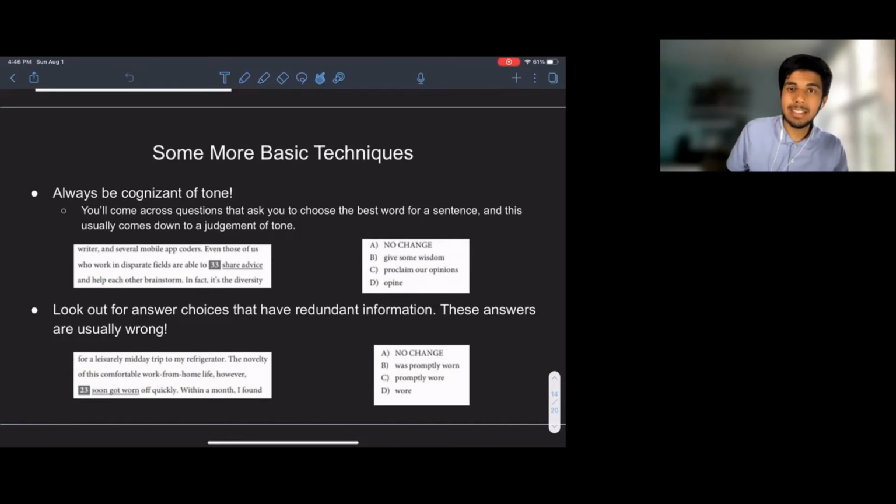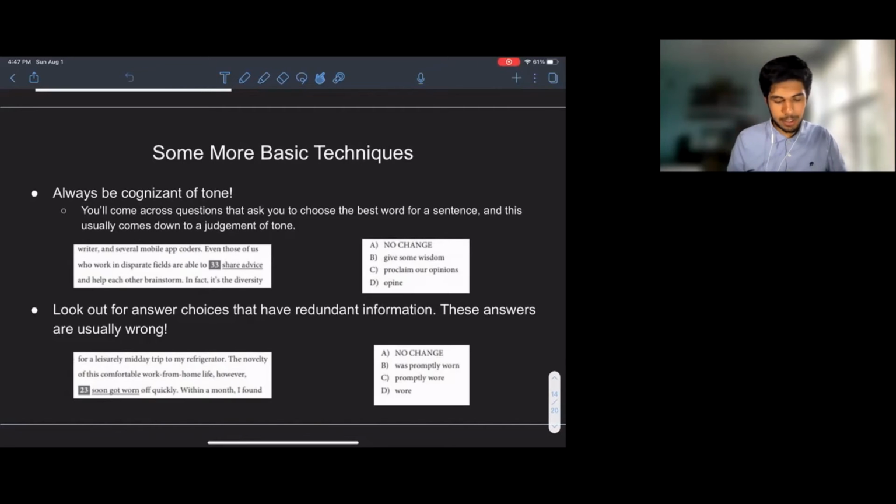Answer choice B is "give some wisdom," and answer choice D is "opine." Very different tones are given off. So if we read the rest of the passage, we can tell whether we need a more formal word such as "opine" here, or if it's more casual, like "give some wisdom."